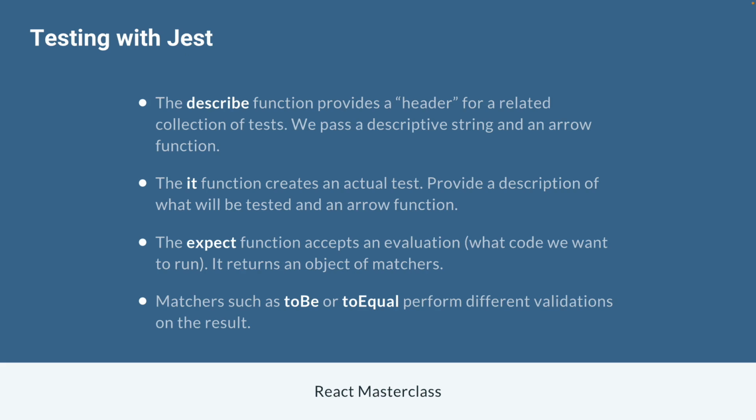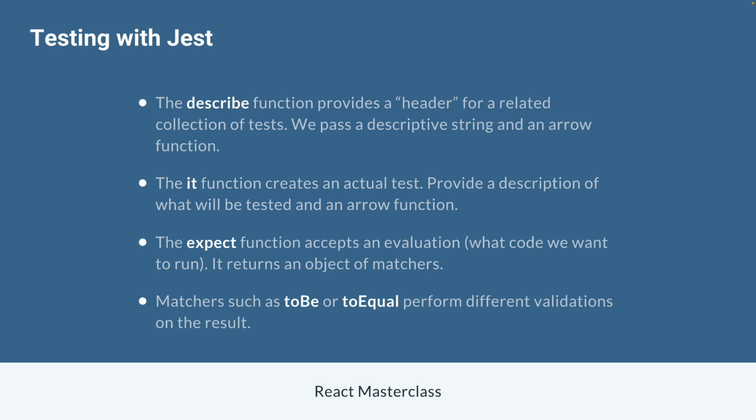Then we moved on to the it function, and that is what creates an actual test. To it, we pass a description of what will be tested. That is the first argument, and that is a string. And then we pass an arrow function in which we actually write our test, our actual assertions.